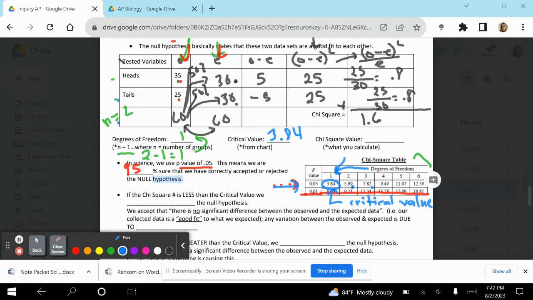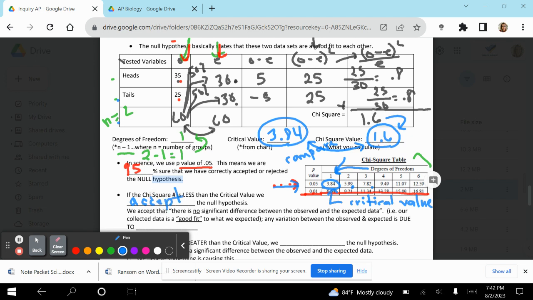So here we finally have this critical value, and then I have my chi-square value, 1.6. Now that I have those two numbers, this is what you need to remember to do. We have to compare our critical value and our chi-square value. If your chi-square value, 1.6, is lower than your critical value, then you're going to accept our null hypothesis.